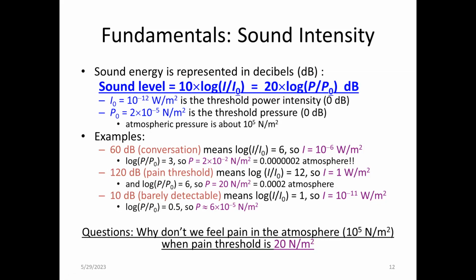So this brings up a question: why don't we feel pain in the atmosphere when the atmospheric pressure is much higher than the conversation and pain threshold? Any idea? Because pain threshold is about 20 Newton per meter square, and atmospheric pressure is far more than that. So the answer is that the atmospheric pressure is applying on our body, but the way our body has developed, we have an internal pressure in the body, which negates that atmospheric pressure, and the net pressure on the body is essentially zero. Otherwise, if that pressure is not there, the body can even burst. That would be such a painful experience.